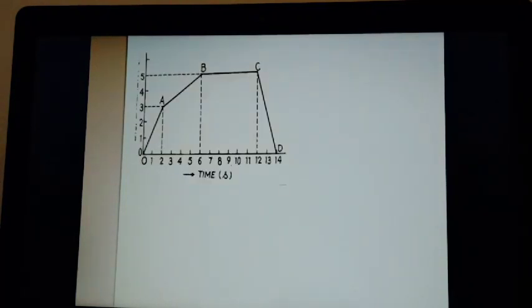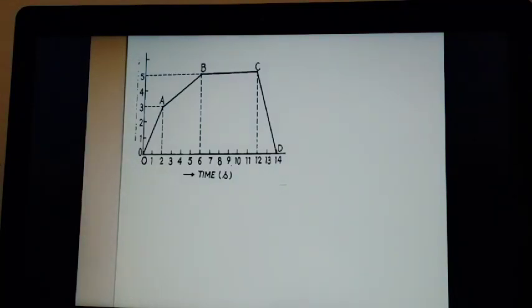Now you see another diagram, which is also a position time graph. Position is taken along the y-axis and time is taken along the x-axis. And it has different lines. OA is there initially, and AB is there, BC is there, and CD is there. And what about the slope of OA, AB, BC, and CD? Are all the same? No. The slope of each line is different.